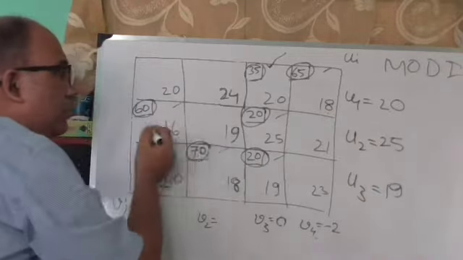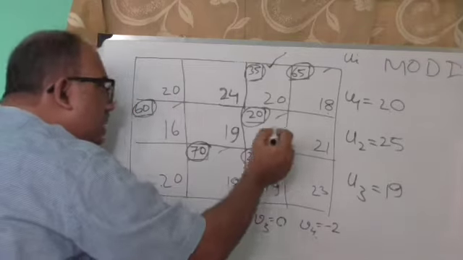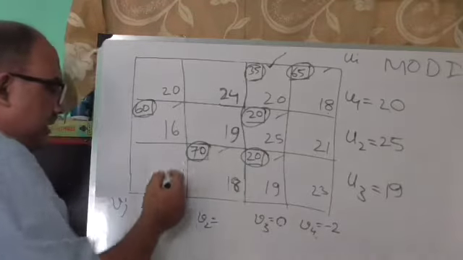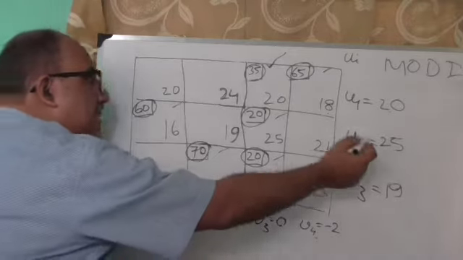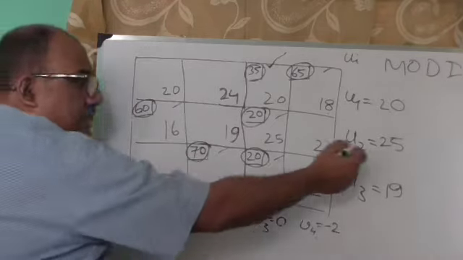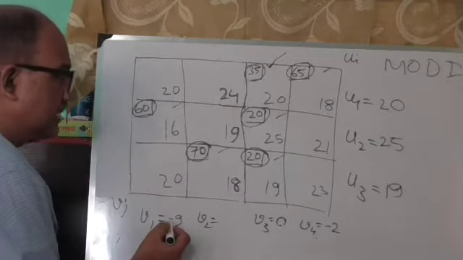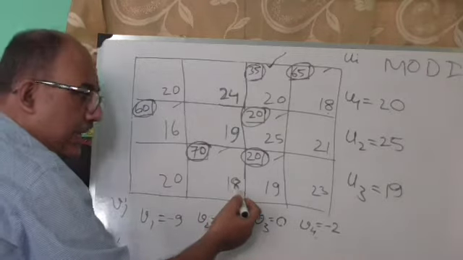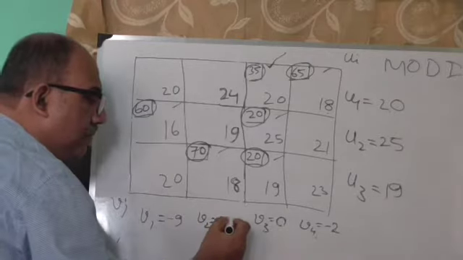Similarly, for this row, we will check where the allocated cell is. This is one allocated cell I have already used. Another allocated cell is this. If this is 25, this is 16, this must be minus 9, because V1 plus U2 gives you C12. This value is 16, this value is 25, this gives you minus 9. And similarly, this one 19, this one 18, because I have already used this. So 19 and 18 gives you minus 1.